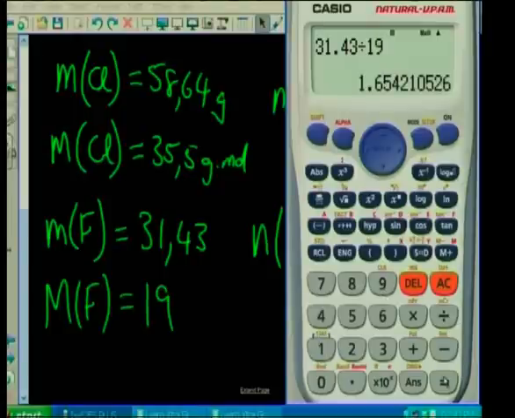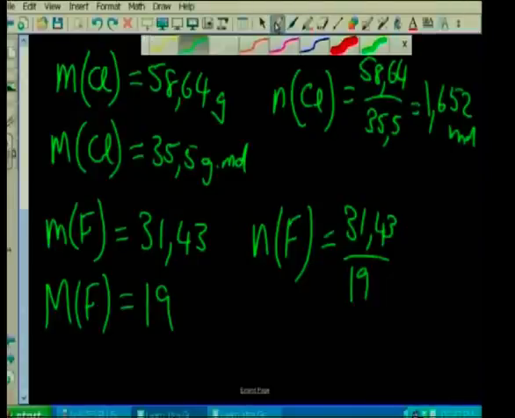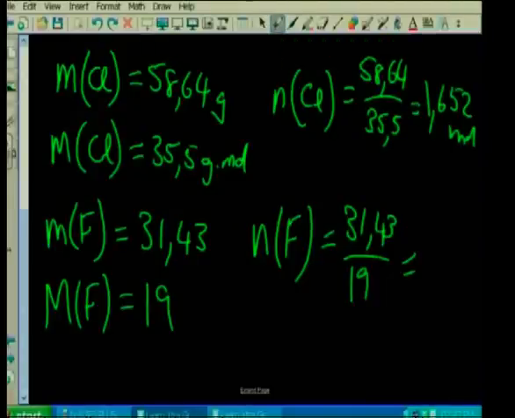1,654. Which is very close to that one. I hope you can see the number of moles seems to be very close there.